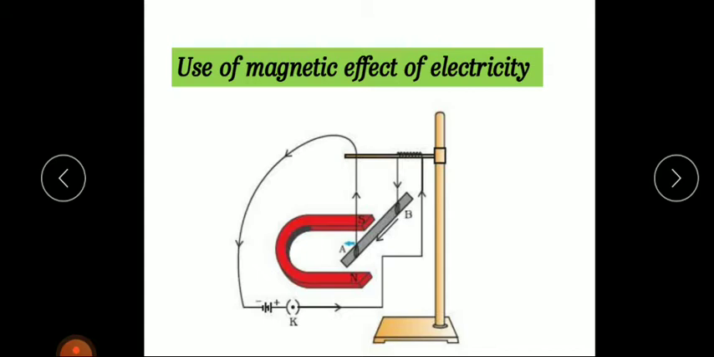So on reversing the current, the direction of the force on the copper wire also changes. When the current flows from B to A, the copper wire experiences an inward force, and when the current flows from A to B, the copper wire experiences an outward force. Now let us see in detail.